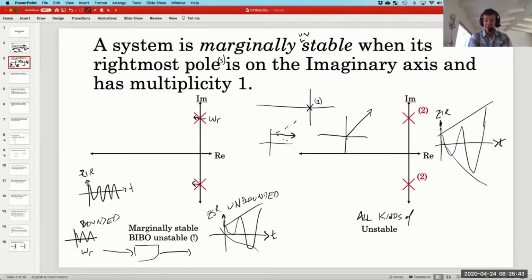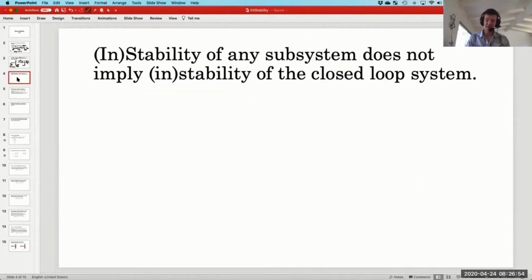Okay. And I mean, my statement here is valid. That would mean that subsystem is unstable. However, as we will see next slide, instability of a subsystem does not imply instability of the closed loop system. Okay. I think I anticipated your question. Oh, thank you. Yeah.